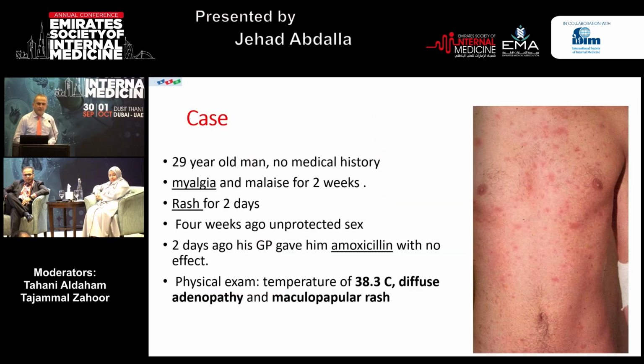Okay. A 20 years old male patient. He comes with fever for 2 days and body ache, muscle ache for 2 weeks. He has unprotected sexual contact 4 weeks ago. 2 days ago, because of the fever, his GP gave him amoxicillin with no effect. He had the rash. On physical exam, he has diffuse maculopapular rash. He has lymphadenopathy. And as I told you, fever.